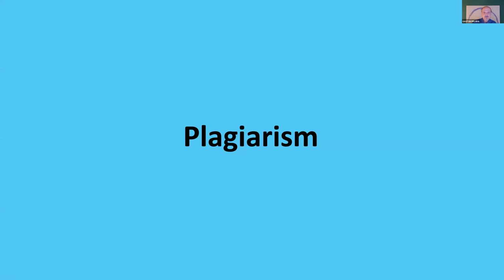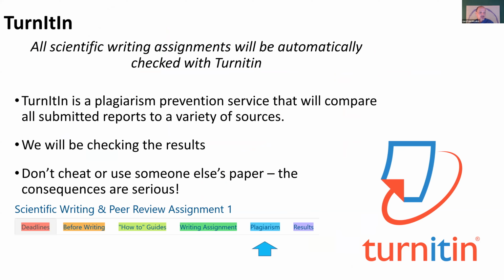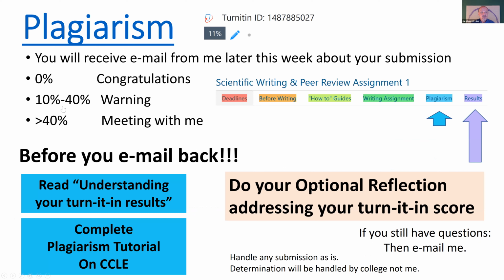All right, plagiarism. I want to stress this again. We will be checking your Turnitin scores, and you have maybe gotten an email from me. Please don't cheat. Also, don't use the practicing peer review example. That's just an example for you to get familiar with the rubric. So some of you got my congratulations if there was 0%. Some people got a warning, and I emailed back and forth with some of you. And some of you actually did meet this week. And I hope we are all set now.